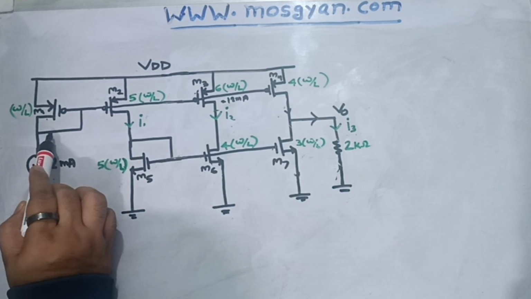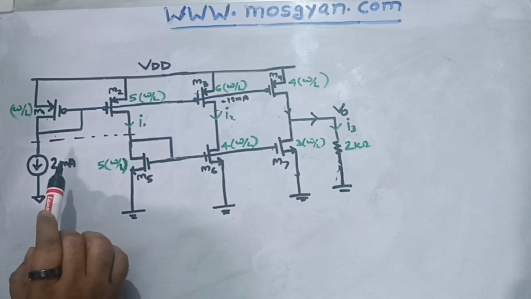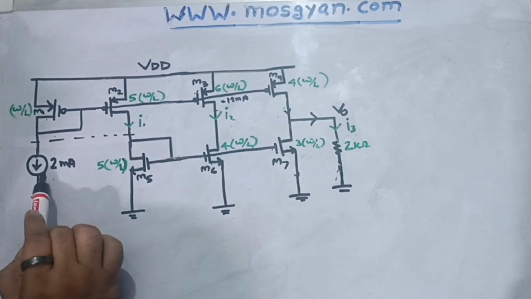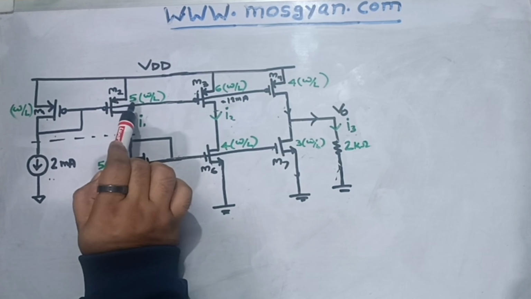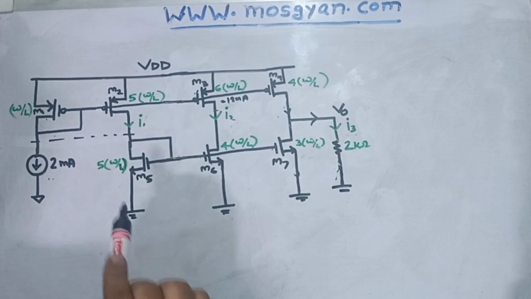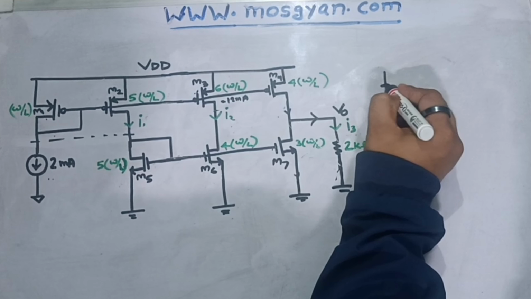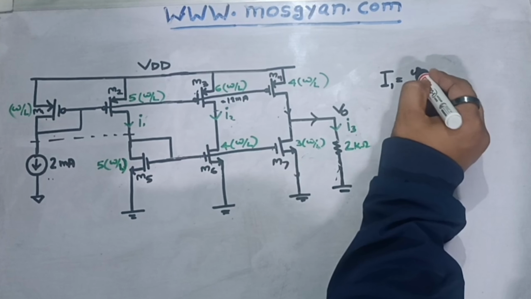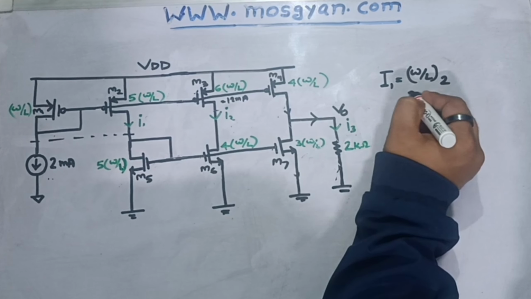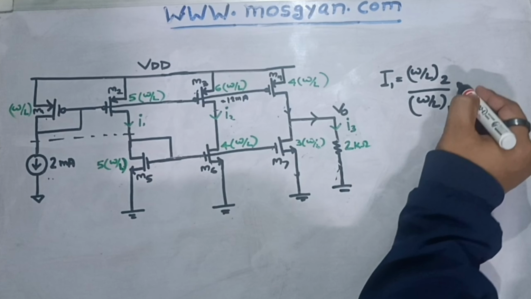You can see this MOS M1 and M2 are forming current mirror, these two PMOSes. So we know in current mirror if we have to calculate the output current, we should know the reference current, the W by L of output branch and W by L of reference branch, then we can calculate the output current. So the formula for calculating output current, which is here I1, is equal to W by L of output branch, which is MOS M2 here, upon W by L of reference branch, which is MOS M1 here, into I reference.